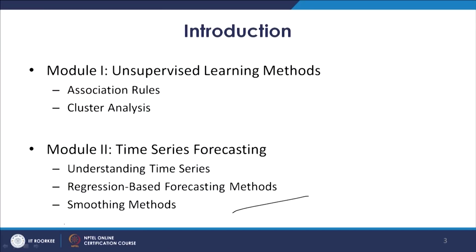And the second module is about time series forecasting. There we have divided it into three parts. First one is understanding time series, where we will try and understand different components of time series. The second one is where we focus on regression based forecasting methods, and the third one is where we focus on smoothing methods. So, with this let us move forward to our first technique, that is association rules.